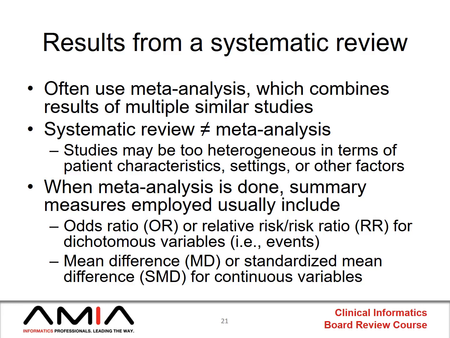When a meta-analysis is done, there are summary measures that are employed. If we're looking at events, such as the type that we looked at when we were looking at questions of treatment, we use the odds ratio. There may, however, be studies that have continuous variables instead of discrete variables, and in those situations we use either the mean difference or the standardized mean difference.